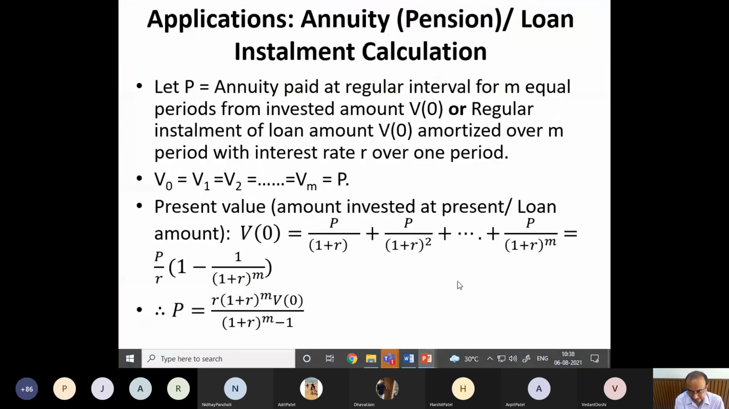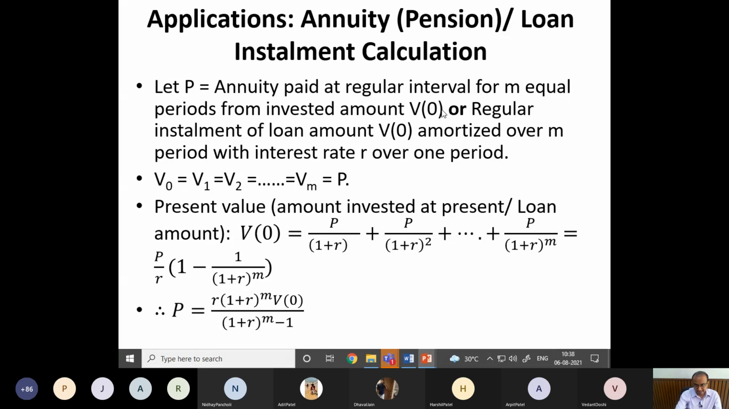Now we go to the next application. The first application we have seen with this present and future value. Now the next application is the annuity or loan installment calculation. Now what is an annuity? An annuity is a constant amount, say P. It is paid at regular intervals. It is also called a pension, or annuity, paid at regular intervals for M equal periods. Let me say for some M equal periods, it is paid from an invested amount, say V0.